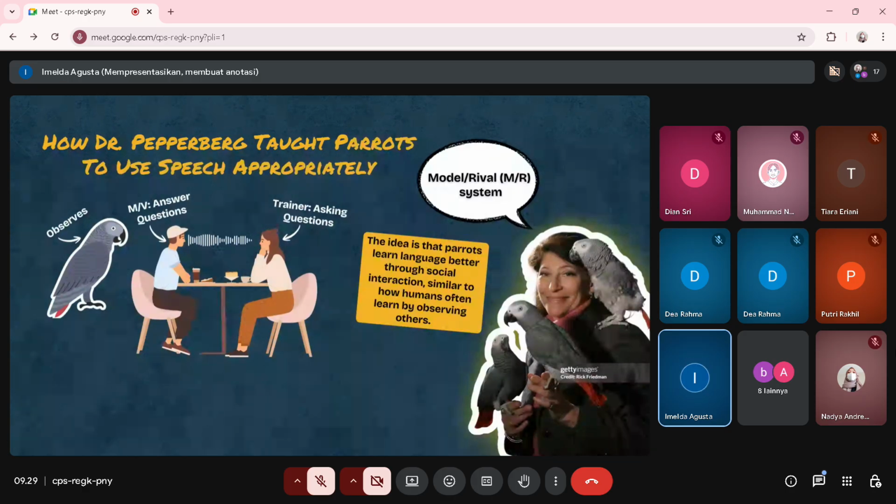While this interaction happens, the bird observes and thinks that if the bird answers correctly, the bird will get the object.